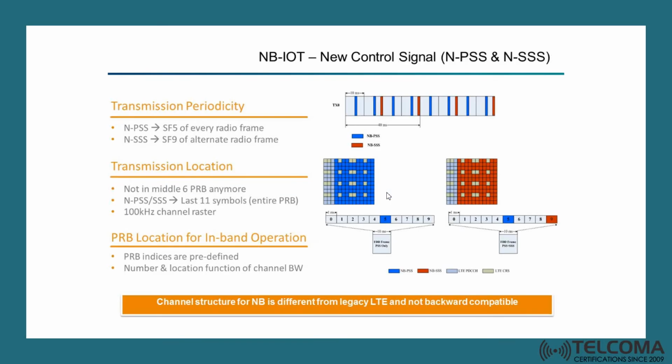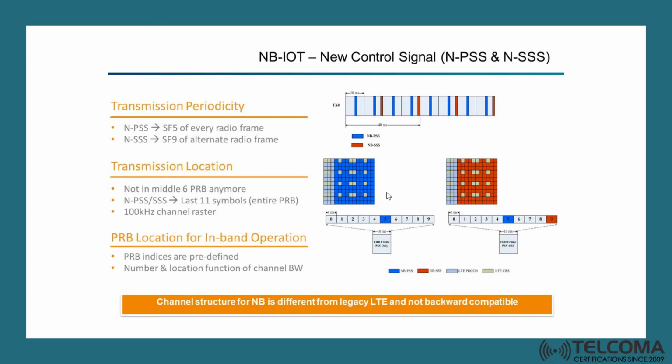Control signals. Let us see these control signals and the synchronization signals, that is PSS and SSS, the primary synchronization signal and secondary synchronization signal. We know that in LTE the synchronization signal spans the center 6 PRBs. Since we have only one PRB, it will span only one PRB in the NB-IoT case.